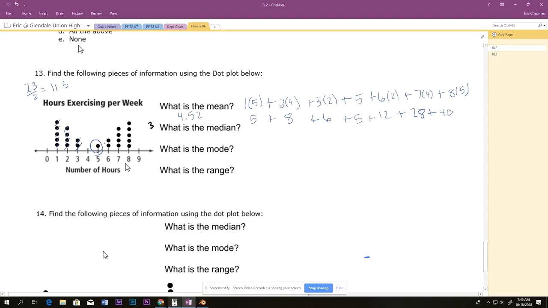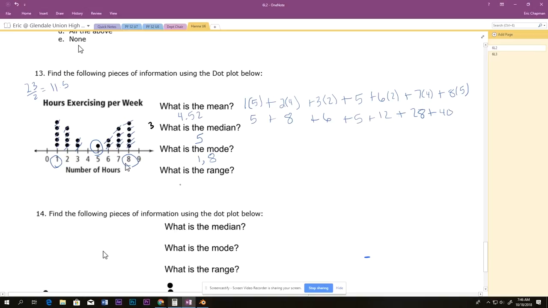Just to verify, we're going to do the same thing. 1, 2, 3, 4, 5, 6, 7, 8, 9, 10, 11. So there's 11 numbers on either side of 5, so that means that our median is 5. Let's take a look at our mode. Which number appears the most? Well, that's both 1 and 8. So our mode is 1 and 8.